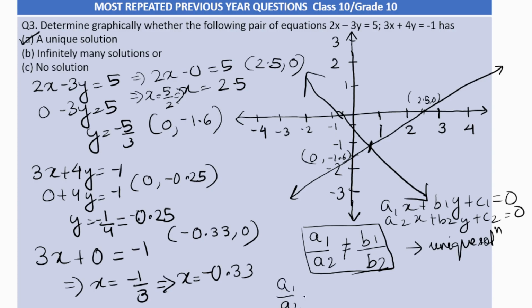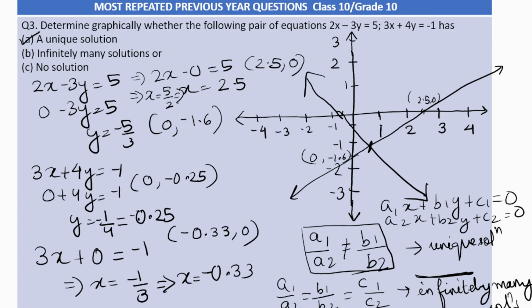Similarly, when A1 by A2 is equal to B1 by B2, and C1 by C2, the constant terms, also are equal, that is the time when one line lies over the other. They are overlapping lines. So that time there are infinitely many solutions, right? You might already know all this, but still, to refresh your memory, I am writing them down here. Okay, infinitely many solutions, and for no solution, they have to be two parallel lines, right? Unique solution is this kind of condition.